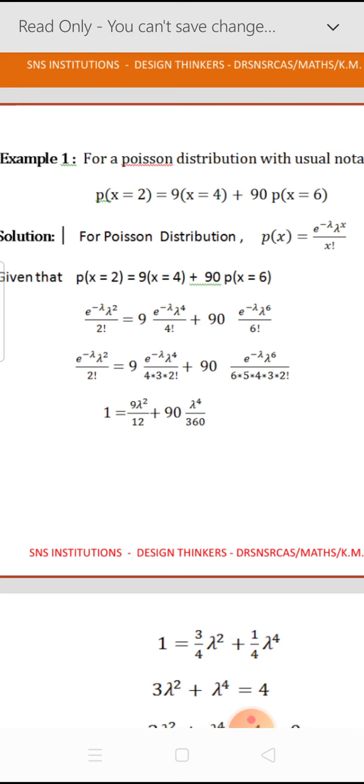So now on the left hand side you have e power minus lambda, lambda square by 2 factorial, equal to 9 times e power minus lambda, lambda power 4 by 4 factorial, which can be written as 4 into 3 into 2 factorial, plus 90 times e power minus lambda, lambda power 6 by 6 factorial, which can be written as 6 into 5 into 4 into 3 into 2 factorial. The common term e power minus lambda, lambda square by 2 factorial is cancelled from both sides. You get 1 equal to 9 times lambda square divided by 4 into 3, that is 12, plus 90 times lambda power 4 divided by 6 into 5 into 4 into 3, that is 360.